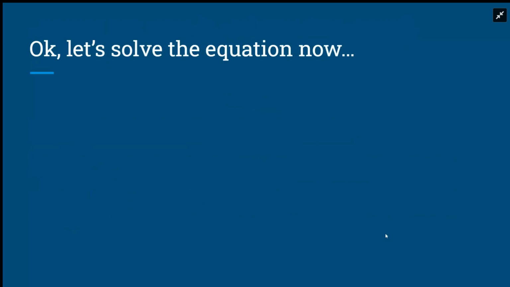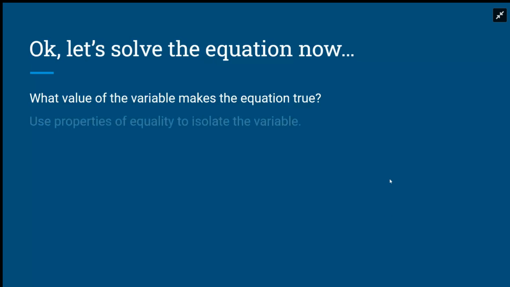Solving an equation, we're really asking this question: what value of the variable makes the equation true? And we answer this question by using properties of equality to isolate the variable. So here's our equation, 2x plus 4 equals 18. Our properties of equality say that if we have two things that are equal, we can add, subtract, multiply, or divide both those things, and the result will be equal.